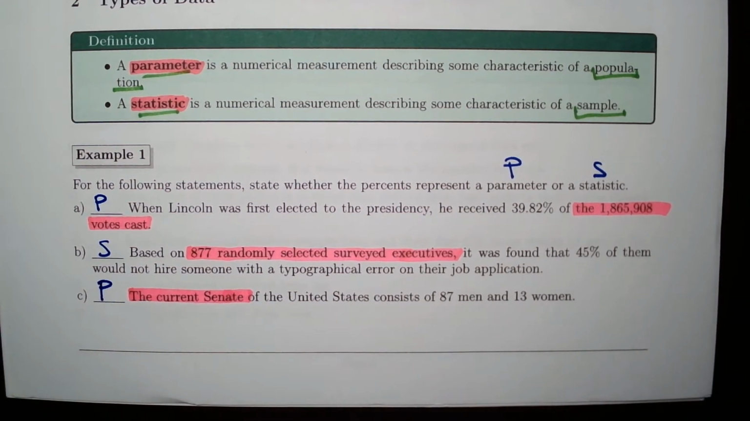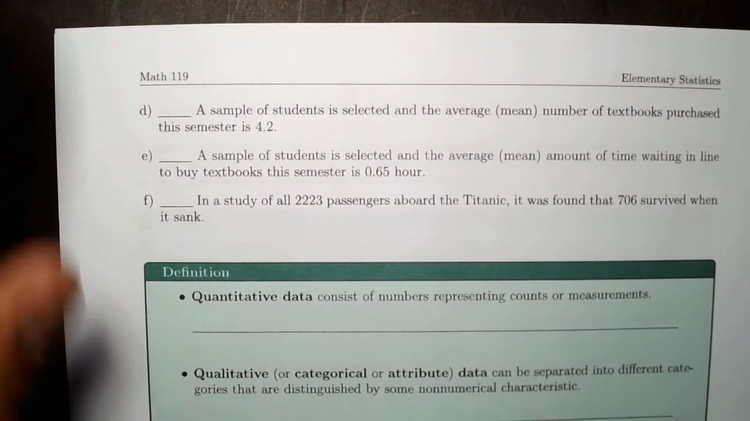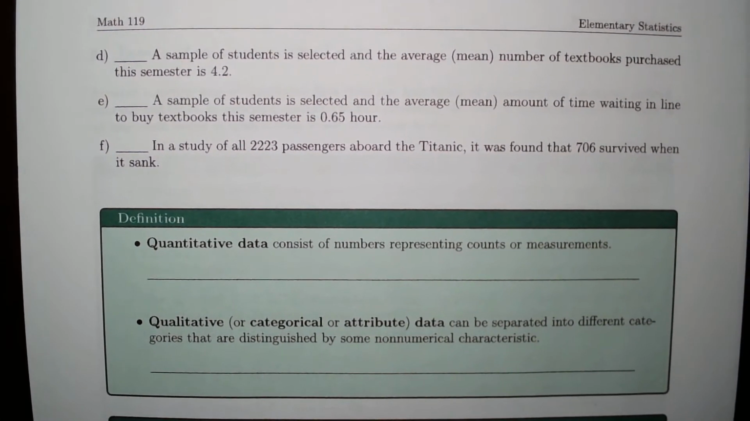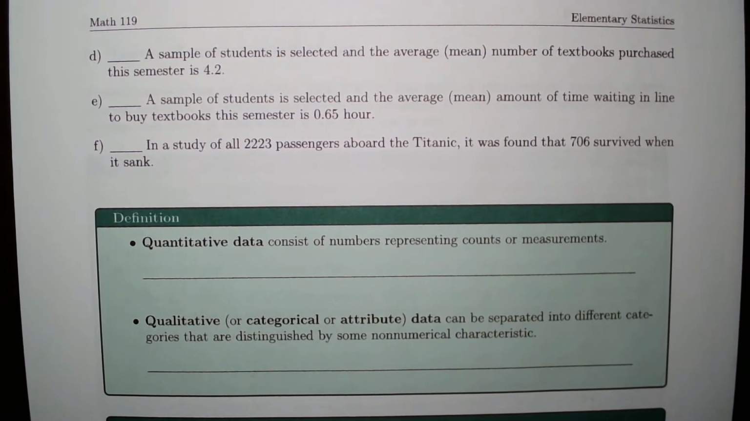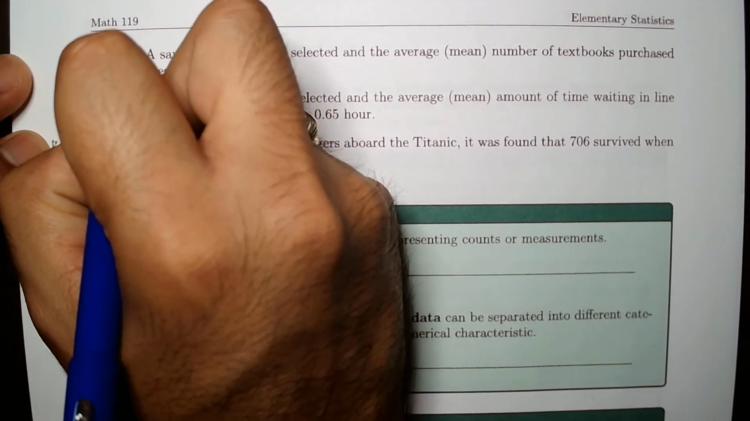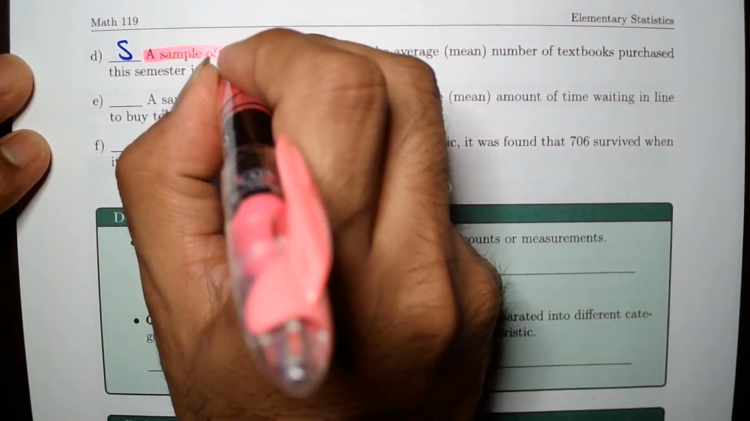That is all the people in the Senate, not just some sample of people in the Senate. Okay, let's look at more examples over here. Letter D, a sample of students is selected and the average, or mean, number of textbooks purchased this semester is 4.2. All right. Well, in this case, I think this one is pretty straightforward. This is a statistic because they're explicitly telling us a sample of students.